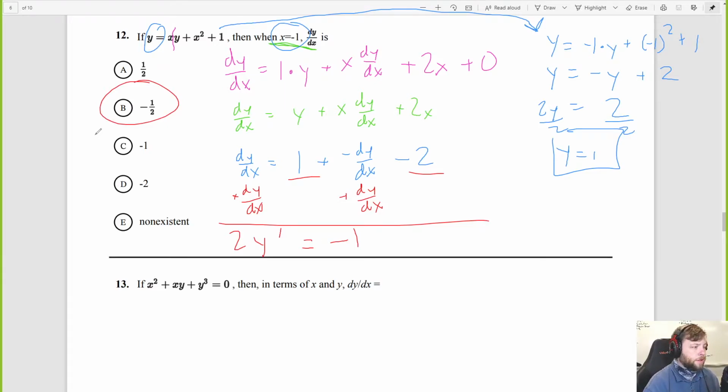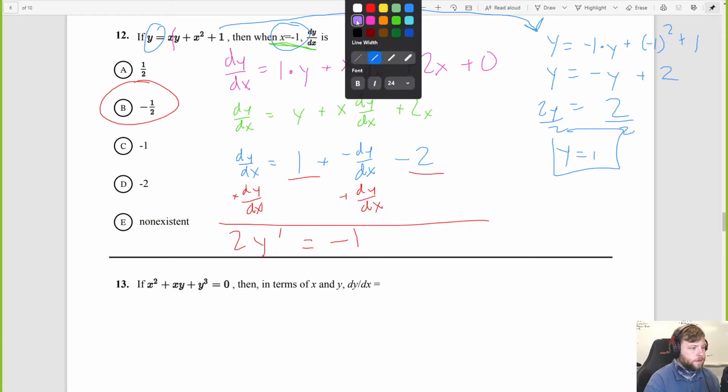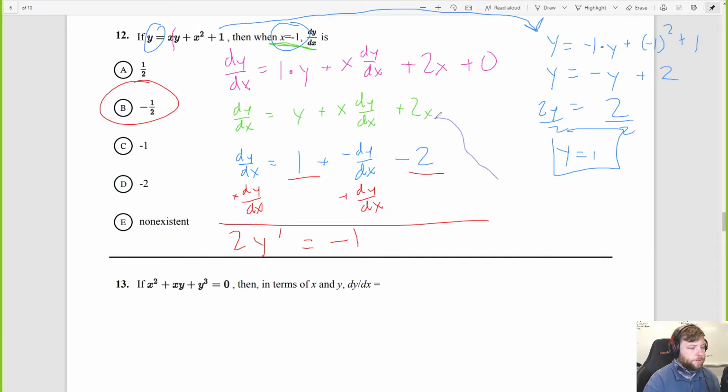There's a lot going on. You could have isolated the dy/dx first if you wanted to. Sometimes I like just plugging in right away after you derive, because then I don't have to deal with so much algebra, letters mixed with numbers too. Yes. Check your work over here.